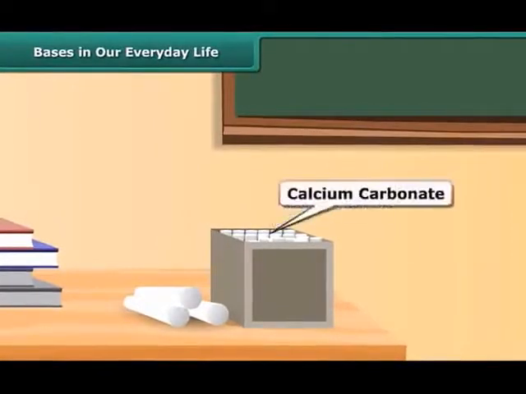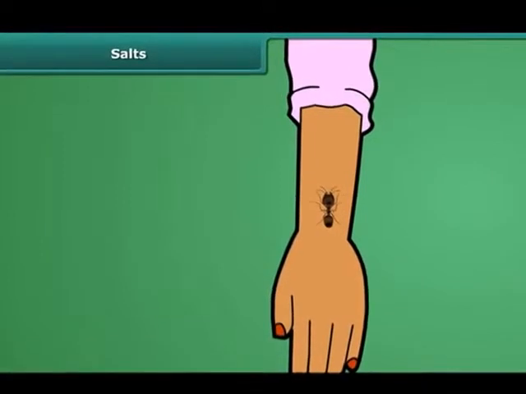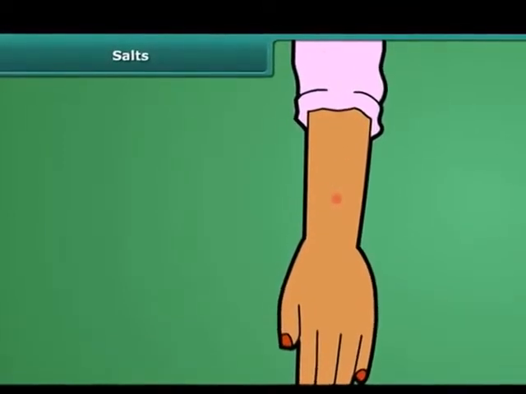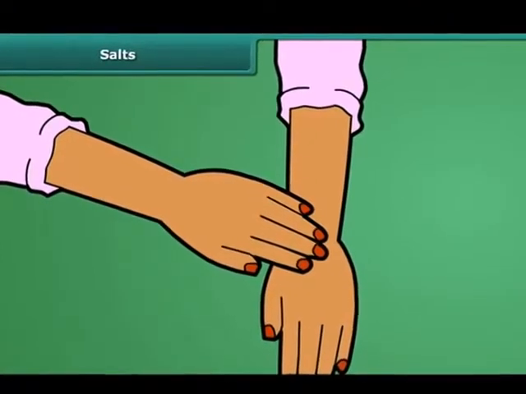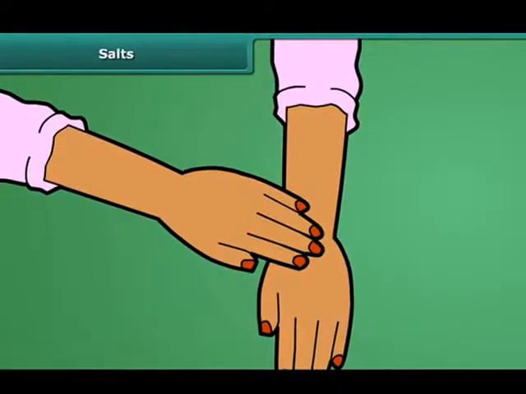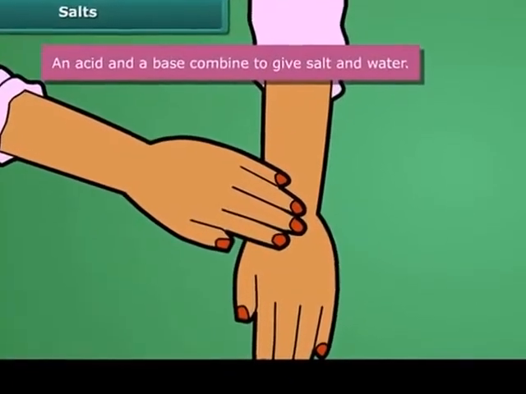Do you know you feel relieved on applying baking soda on ant sting? This is because baking soda neutralizes the acid present in ant sting. Now that we know what an acid and a base is, let us find what happens when an acid is mixed with a base. An acid and a base combine to give salt and water.